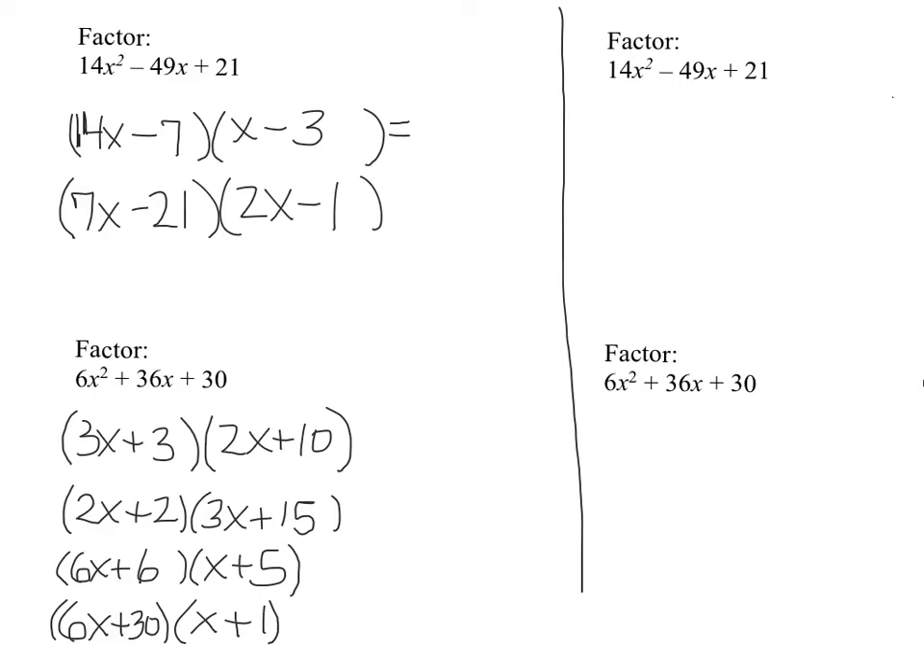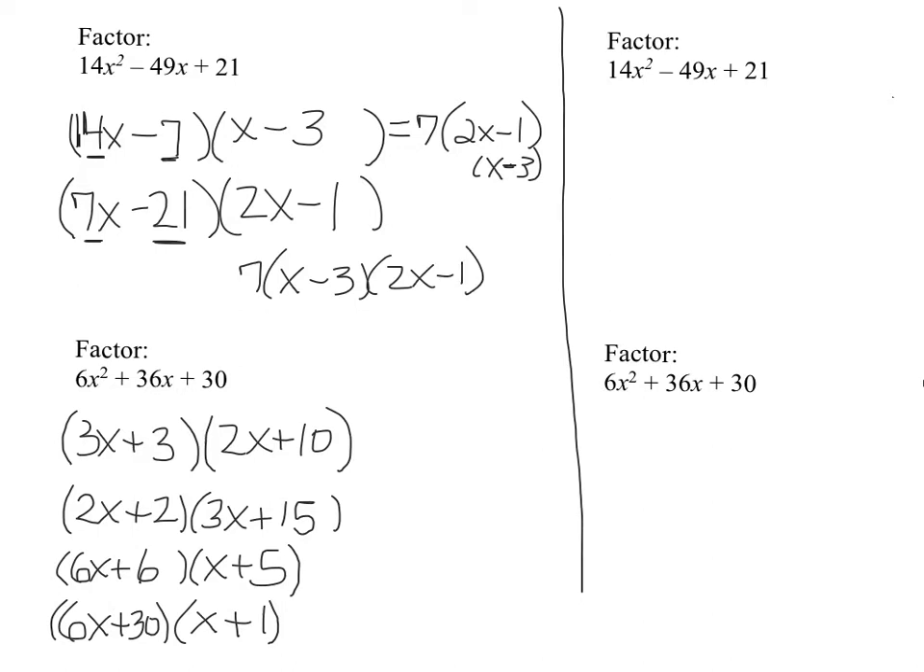So this one has a GCF of 7 in it. If I pull the 7 out, I'm going to be left with 2x minus 1 inside there, and then the other x minus 3. And the second one, if you got this answer, if I pull the 7 out of this, I would end up with 7 on the outside, x minus 3, and then 2x minus 1. And if you look, aren't these the same answer?